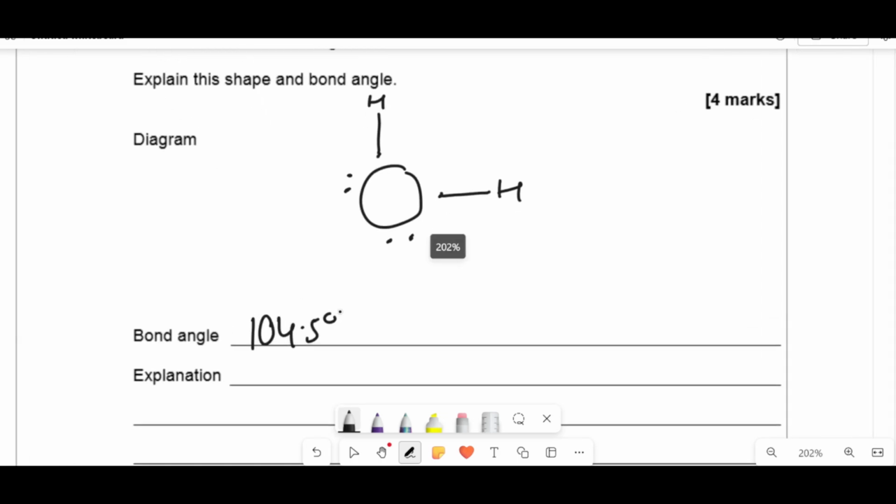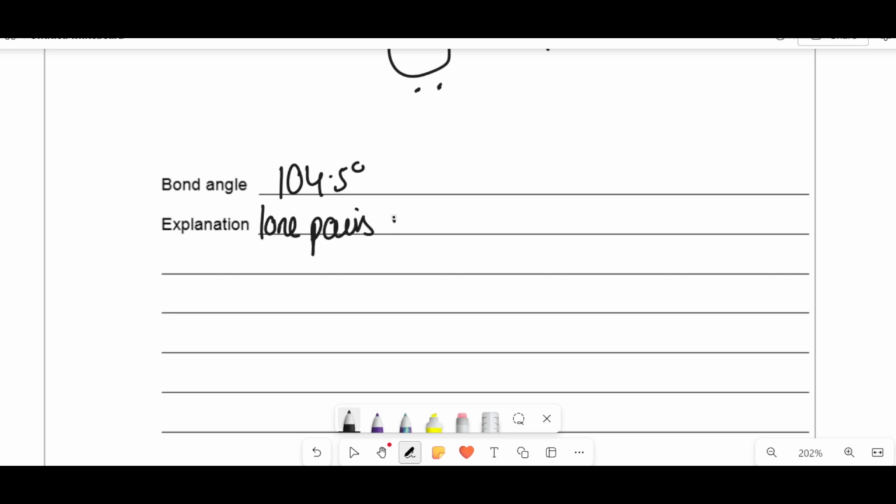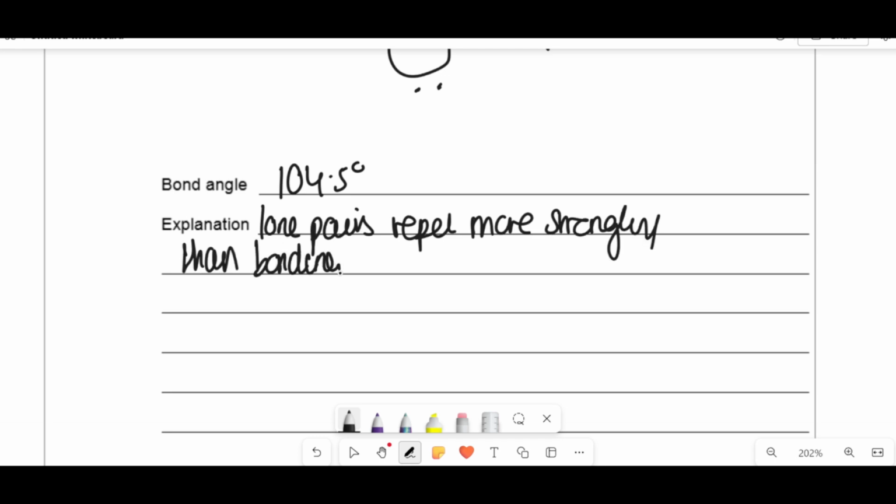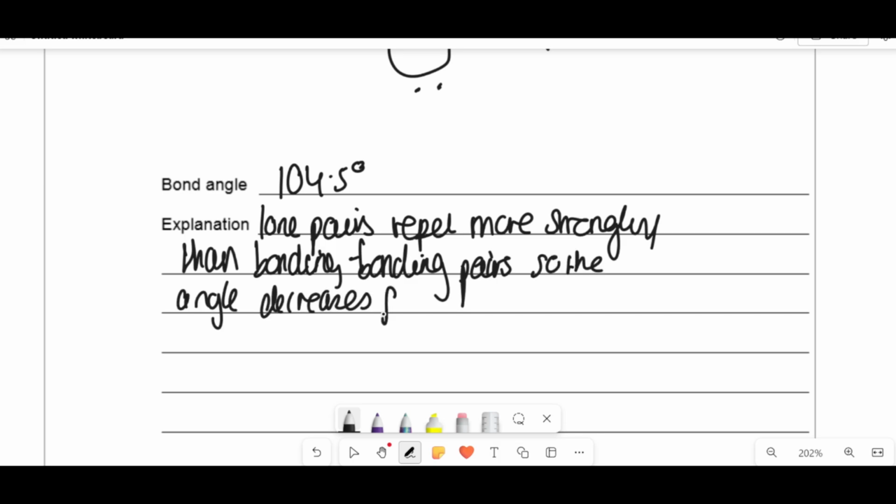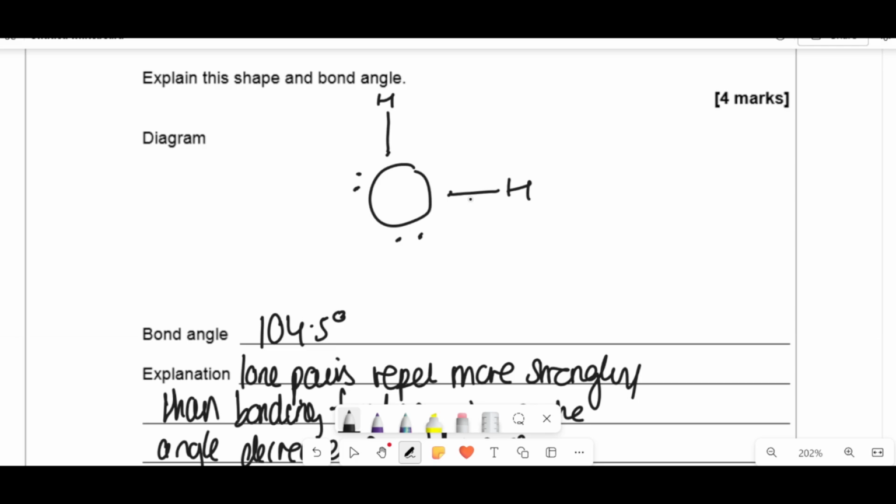And the reason, for pretty much all of these, is that lone pairs repel more strongly than bonding pairs. There you go. It's literally always that. So that's not done though, because I haven't explained why this angle is this. They repel more strongly than bonding pairs, so the angle decreases from 109.5 degrees. The reason being is because if it was 4 bonding pairs, 0 lone pairs, then it would be tetrahedral 109.5. But because we're adding these extra lone pairs in, or I say adding, they're just now here, it starts to make this angle narrower and narrower and narrower.